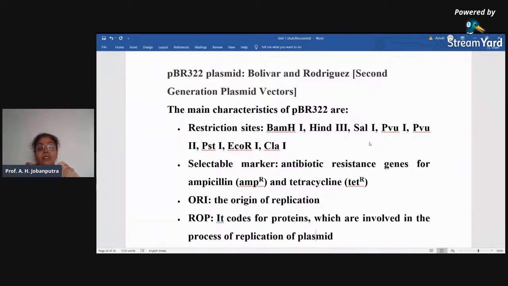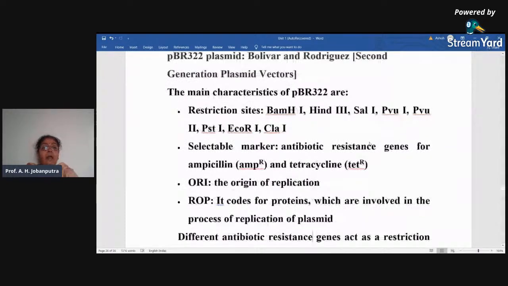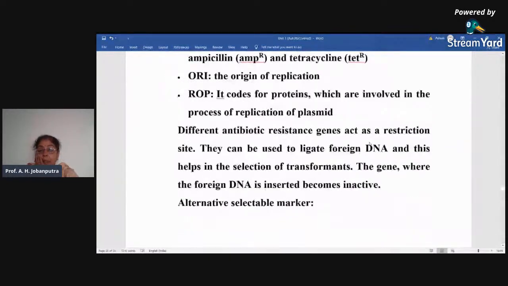It consists of multiple restriction sites for Bacillus amyloliquefaciens restriction enzyme, Haemophilus influenzae restriction enzyme, Streptococcus albus restriction enzyme, Proteus vulgaris restriction enzyme, Pseudomonas, Providencia stuartii restriction enzyme, and other restriction enzymes. It contains selectable markers, ampicillin resistance and tetracycline resistance gene. It has origin of replication, and it has the ROP gene, which is very necessary for the processing of replication.